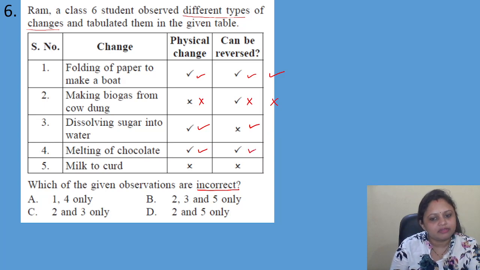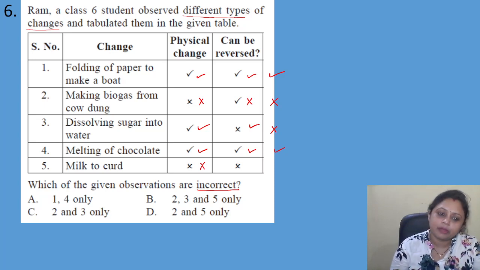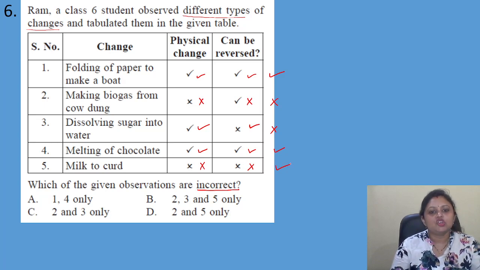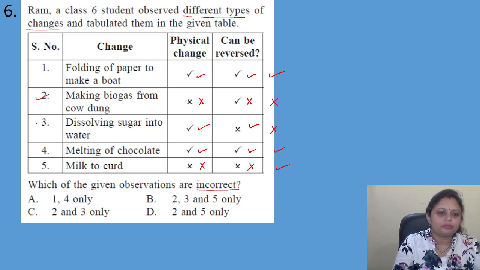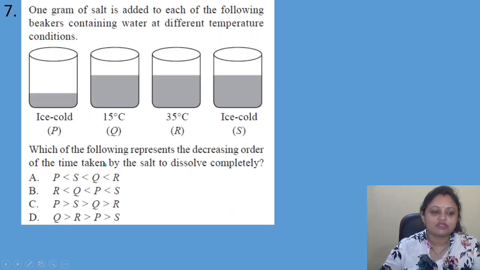Yes, it can be reversed. Yes, so this one is correct. Okay, and this one is wrong. Milk to curd, physical change? No, it is not a physical change. A new substance is formed, so it is a chemical change. Can it be reversed? No, it cannot be reversed. So this one is also correct. So which are incorrect? That is 2 and 3, and it is present in option C. Got it? Coming to the next question.